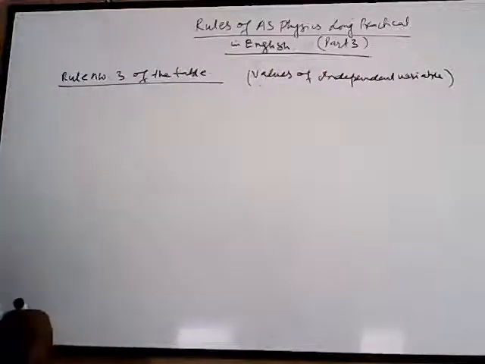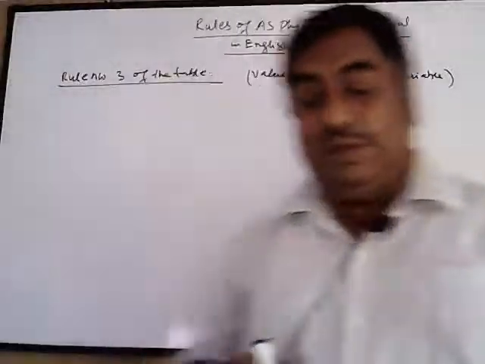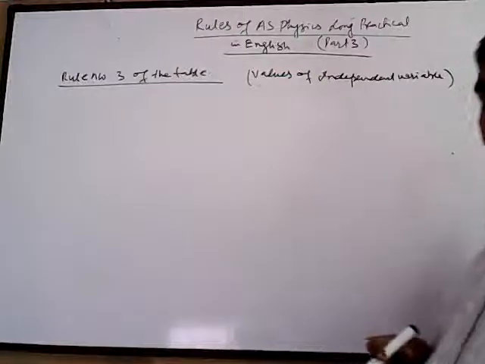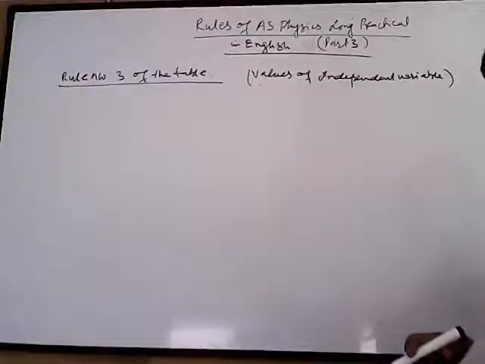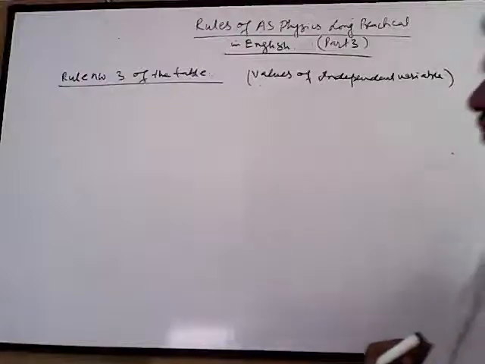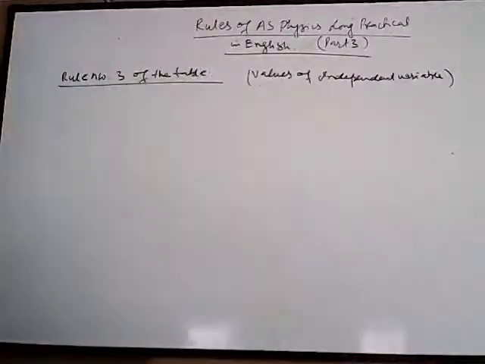Now usually this rule carries 3 marks and we have to be very careful about it, because this rule is very important for the marks of the table. Out of 10 marks, usually 3 marks are on this rule.